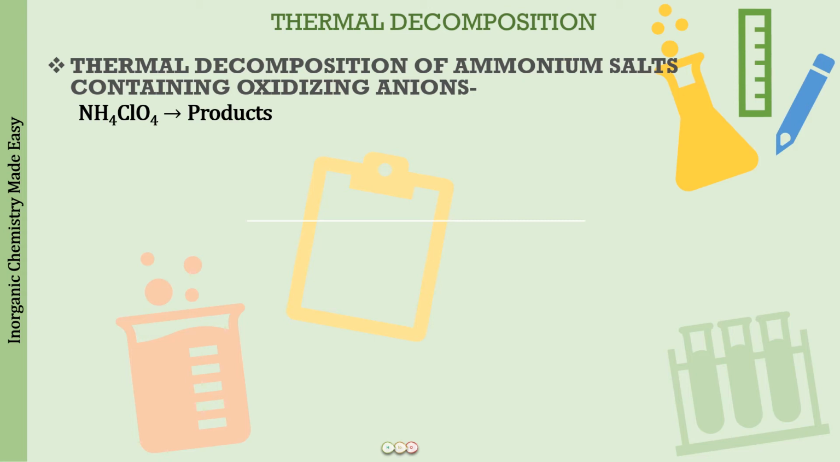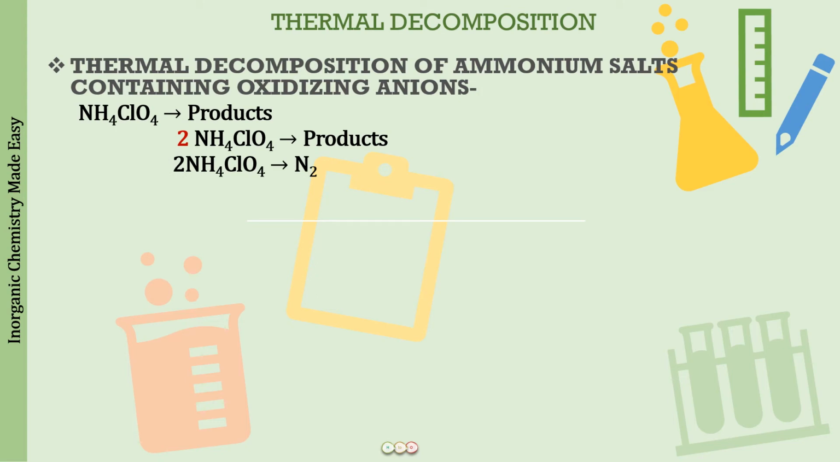First of all, ClO4 negative is the anion. This is an oxidizing anion. So there is going to be release of nitrogen, but nitrogen is N2, and here we have just 1 atom of nitrogen. So simply multiply this by 2. So we will be having 2 molecules of NH4ClO4. All right, so we evolve nitrogen from here.